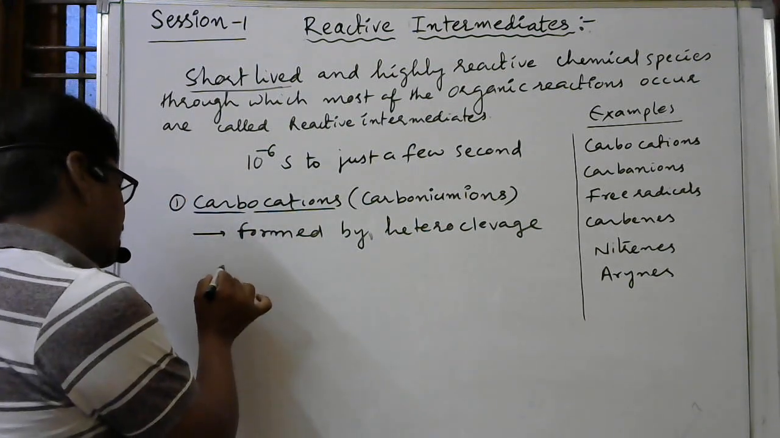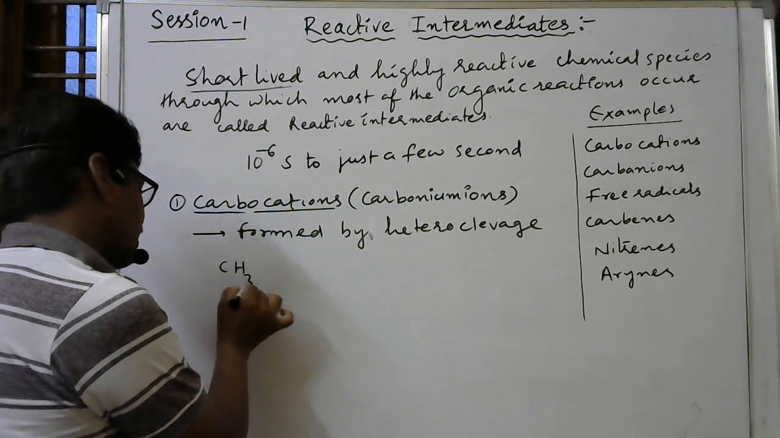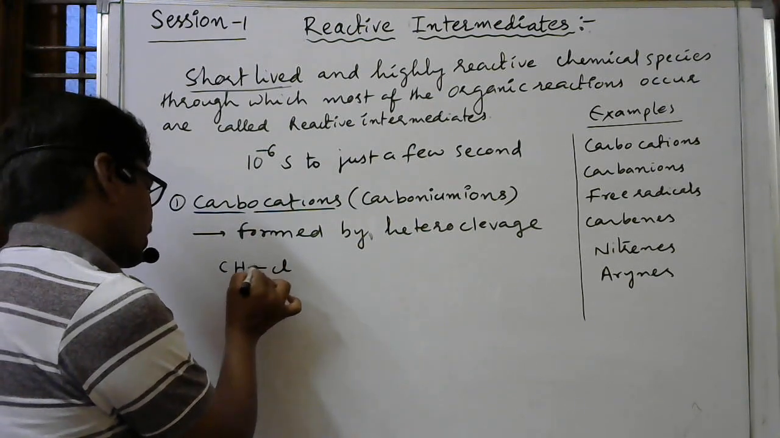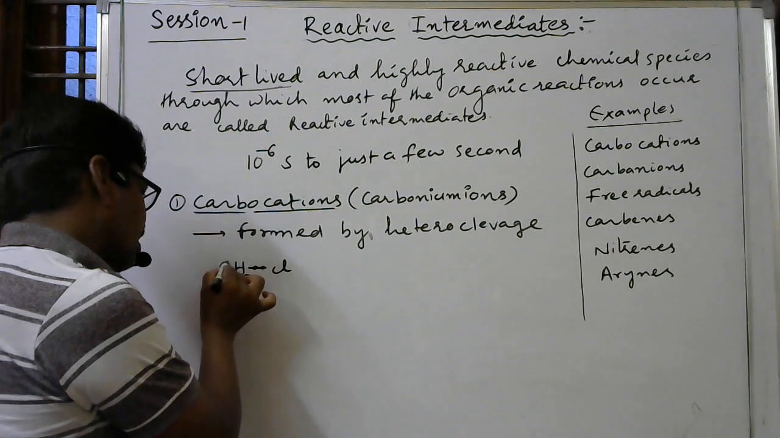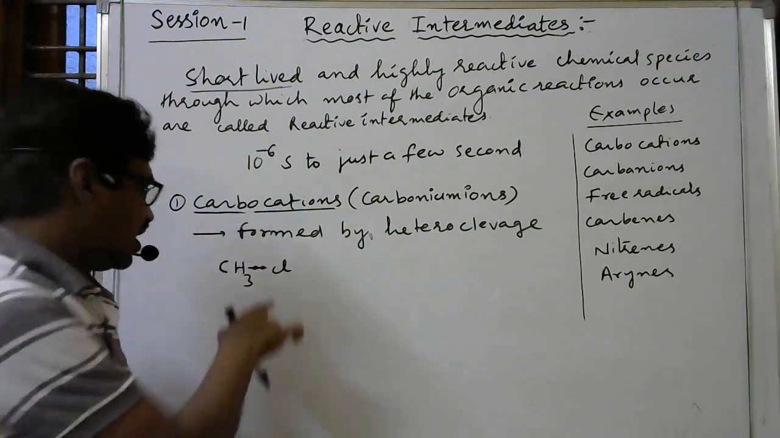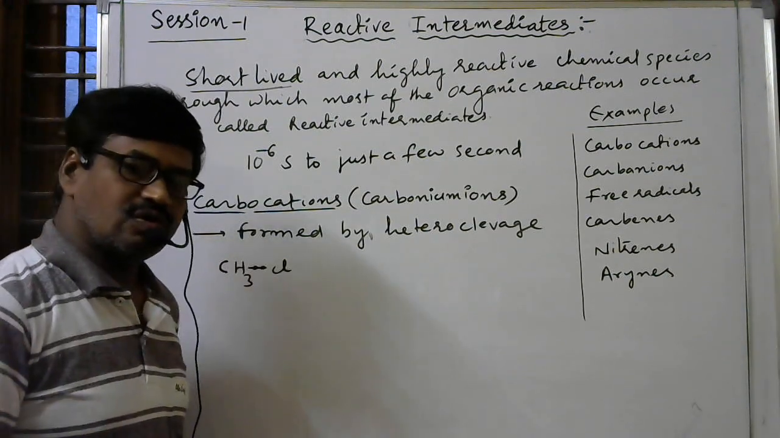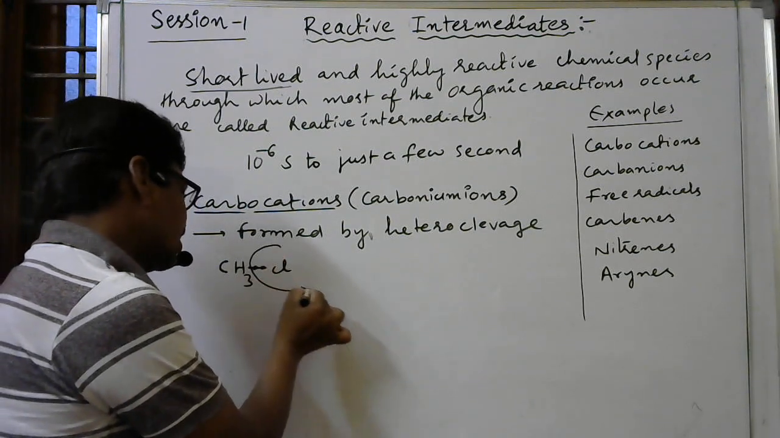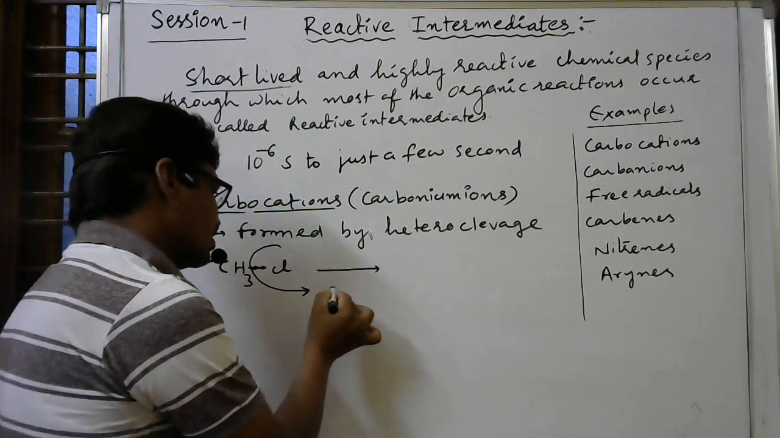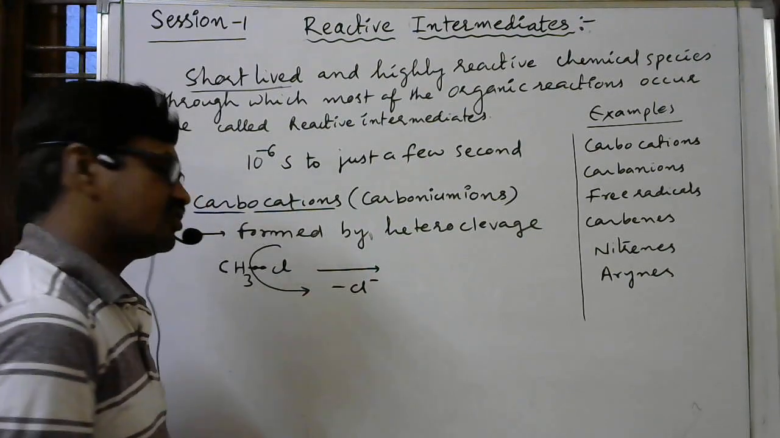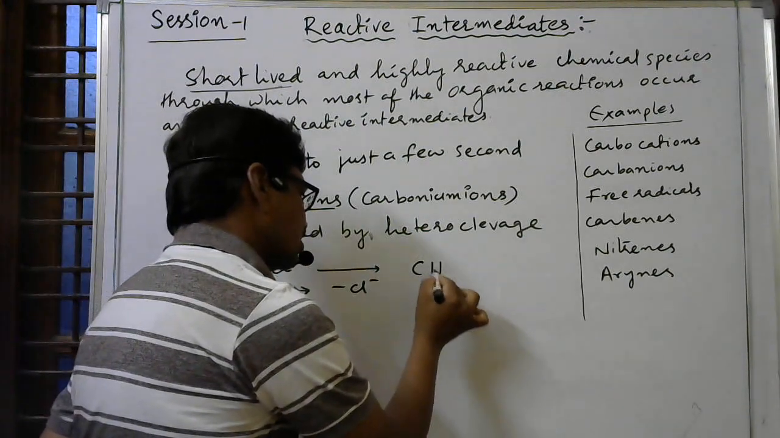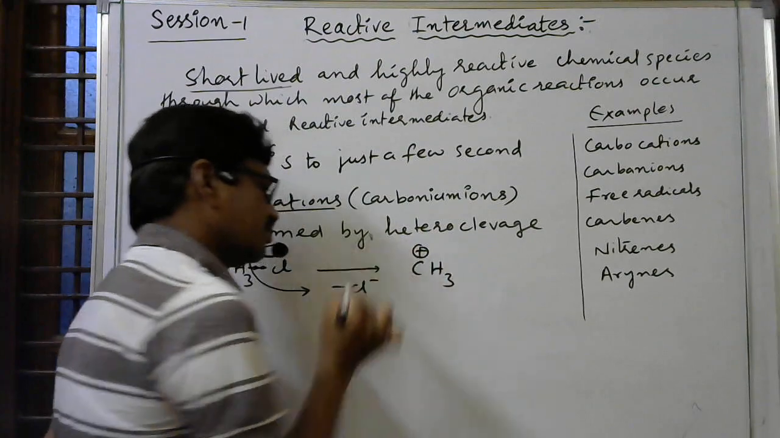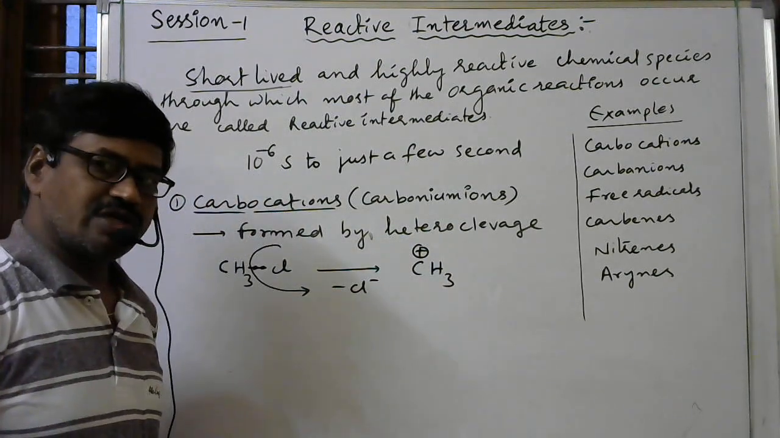For example, here I am taking CH3Cl. Here two electrons form the bond. This carbon, otherwise the methyl group, is attached to the more electronegative chlorine. So the chlorine will move away by taking these two electrons as Cl minus ion, so that we get a positive charge on the carbon atom. So this is a methyl carbonium ion.